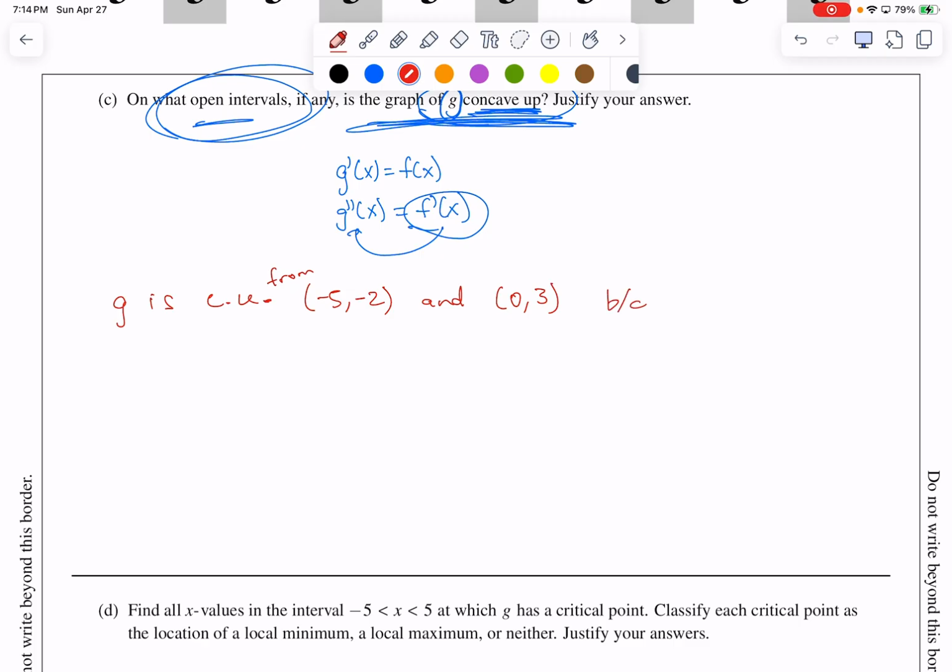Because, now why? Because G double prime, because you can either say it this way. You can say G prime of X, which is F of X, is increasing. That's one way you can do it. That's one explanation because we were looking for it to have positive slopes. Or you can say increasing or positive slopes. I don't care. What's another way you can say it? G double prime, which is F prime, is positive.